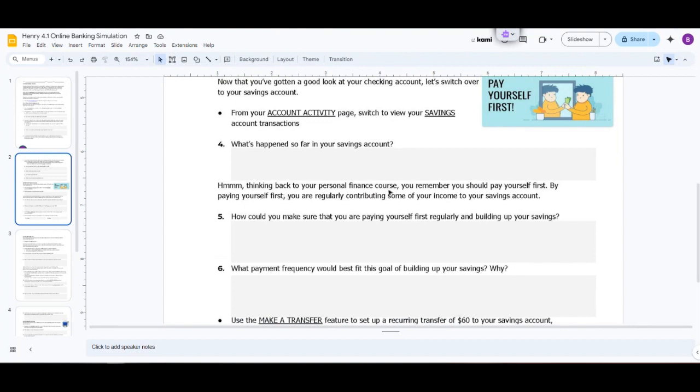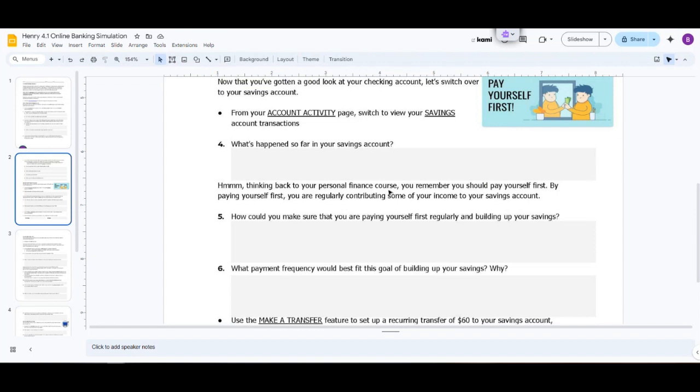Thinking back to this personal finance class, you remember you should always pay yourself first. By paying yourself first, you're regularly contributing some of your income to savings. When we are budgeting and planning our expenses, we talked about PYF, pay yourself first, always putting money away into savings before you take care of any other expenses, to ensure that you're taking care of your future self. Whether that is creating an emergency fund for unexpected costs, or putting money aside for future goals, we want to be contributing money to our savings every time we get paid or every month.